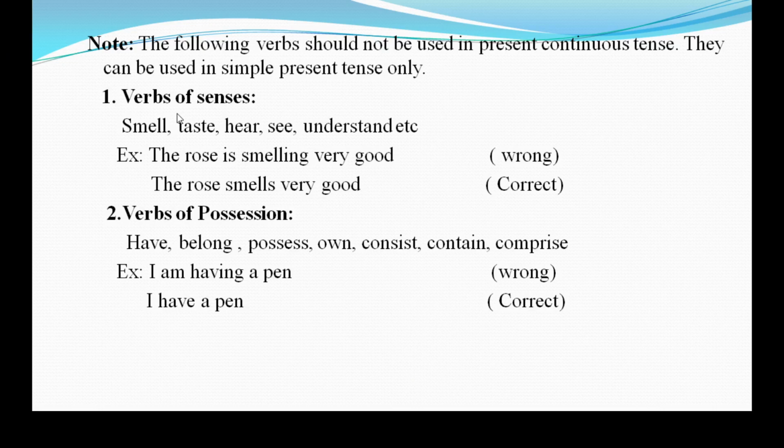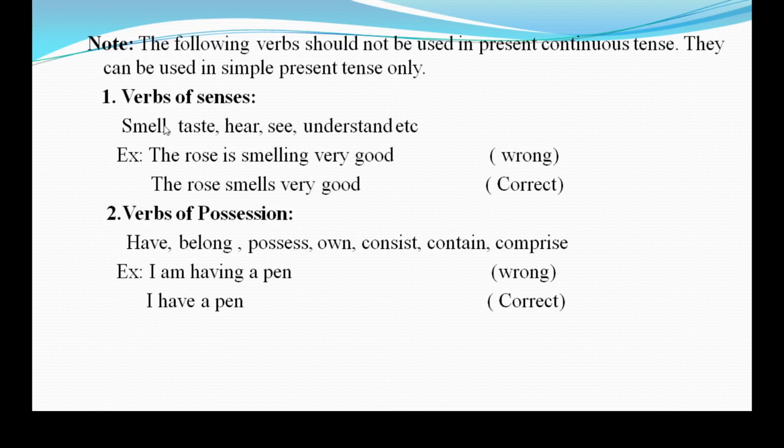Note: the following verbs should not be used in present continuous tense. Here we need to call them stative verbs or state verbs. They express a state rather than an action. Here, for example, when we are referring to thoughts, senses, possessions, feelings, and such, they are not usually used in the continuous tenses. But some verbs can be used as both state verbs and action verbs.